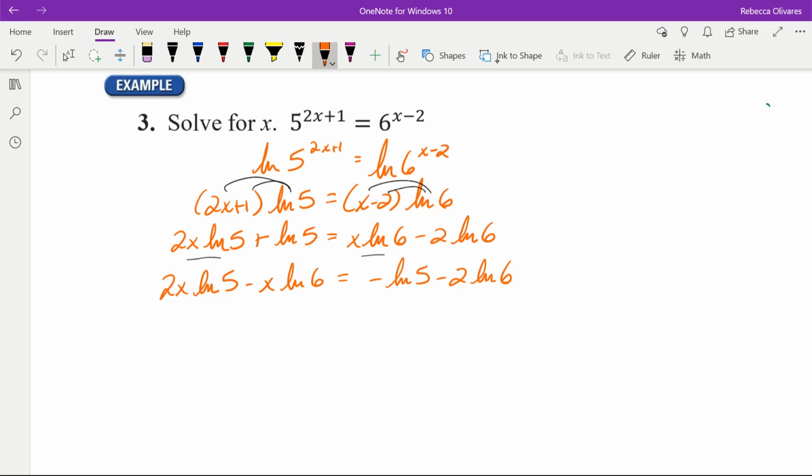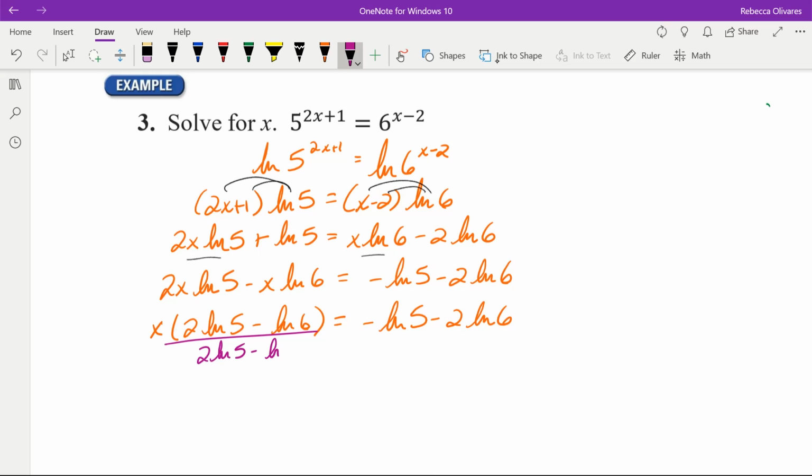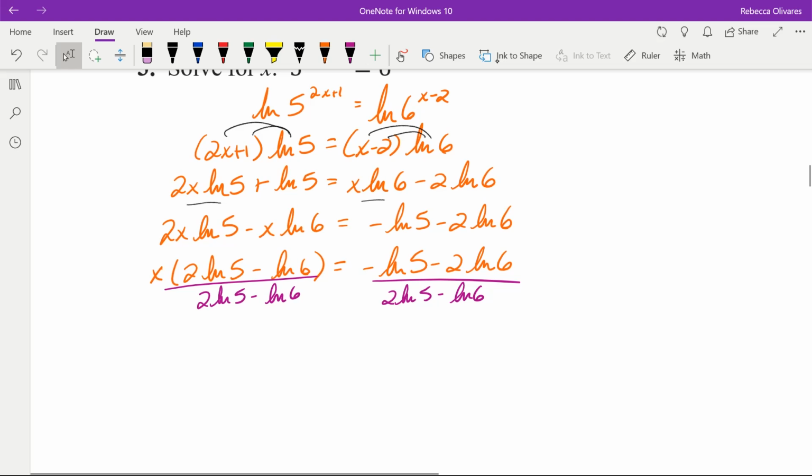So now these two terms on the left-hand side both have an x. Let's take that x out. So then I'll have 2 natural log of 5 minus natural log of 6 equals the negative natural log of 5 minus 2 natural log of 6. Now I'm going to divide both sides by that 2 natural log of 5 minus natural log of 6 in order to isolate the x. So now I have x equals negative natural log of 5 minus 2 natural log of 6 divided by 2 natural log of 5 minus natural log of 6.